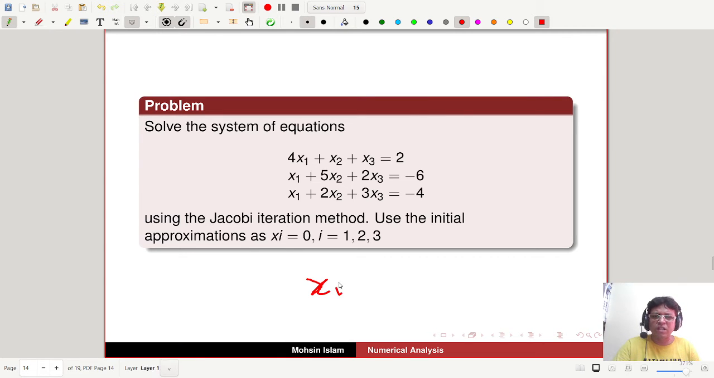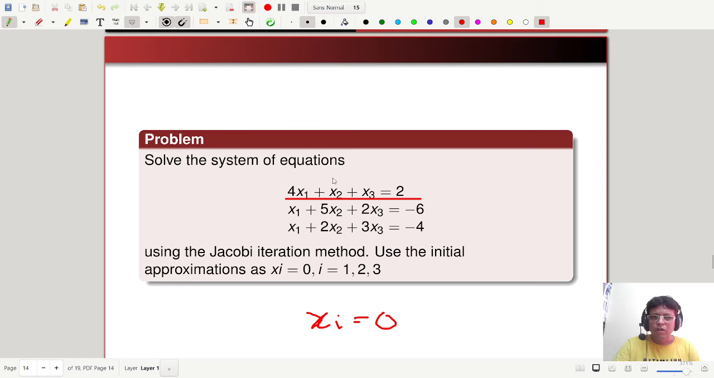approximation xi equal to 0, for i equal to 1, 2, 3, that is x1 equal to 0, x2 equal to 0, x3 equal to 0. So first of all, you have to check the condition, that is, whether it is diagonally dominant or not. Look at that: of all the coefficients of x1, x2, x3 in the first equation, x1 has the greater magnitude, so 4 is greater than the other coefficients, right?